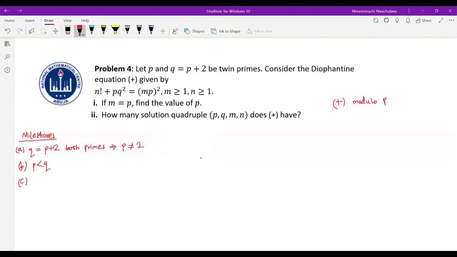So if you take mod p of both sides, what do you have? You have n! + pq² congruent to (mp)² mod p. So we have n! + 0, because pq² is congruent to 0 mod p. So this implies that p divides n!.